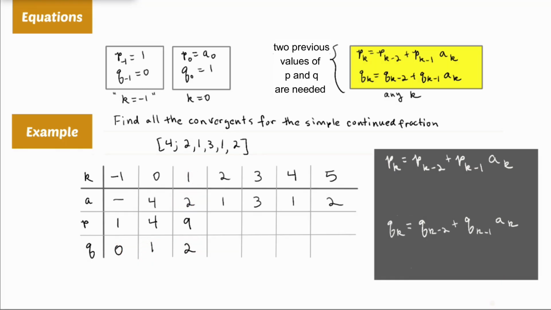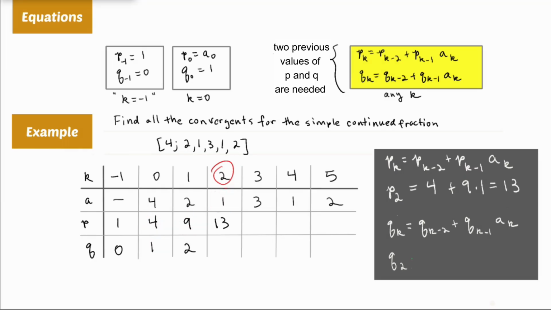Let's move on. Next is k equals 2. P sub 2 equals 4 plus 9 times 1. Hit pause and see if you can identify where the 4, the 9, and the 1 come from. This is the 4, p sub 0, this is the 9, p sub 1, and this is the 1, a sub 2. 4 plus 9 times 1 equals 13, so we'll write 13 in our table.